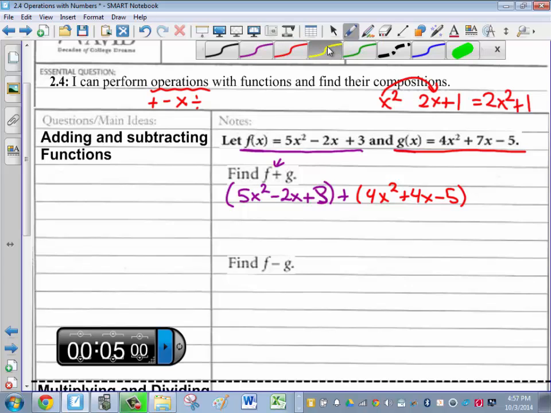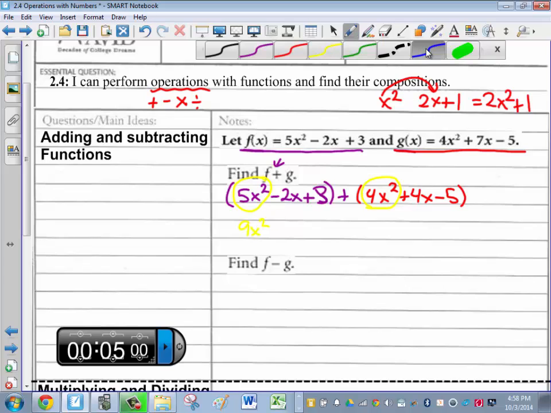So let's do that. Let's combine our like terms. We got to find our like terms, and when we're doing that, we're looking for x's and y's to have the same powers and things like that. So here I have 5x squared. So I need to find another x squared term, and I found it. It's right there, this 4x squared. And so if I combine those two together, I get 9x squared.